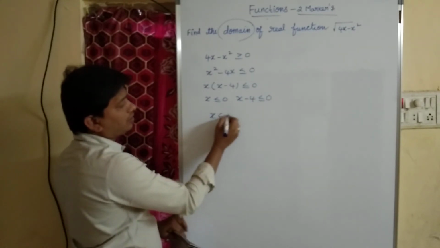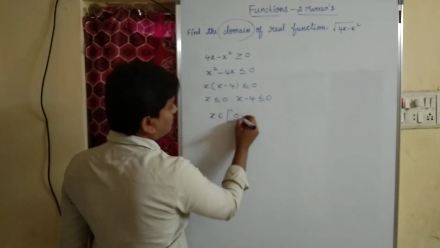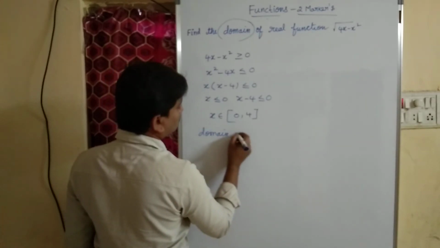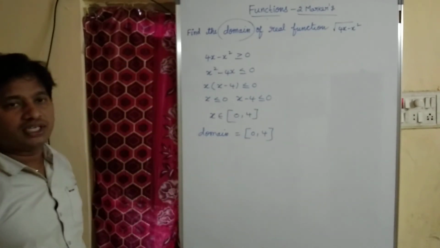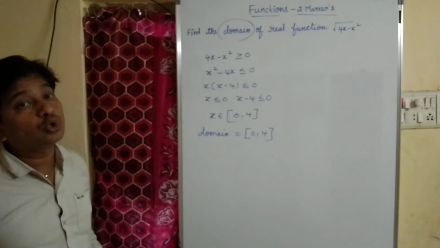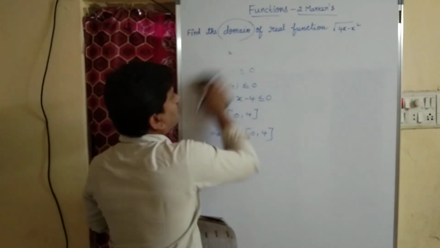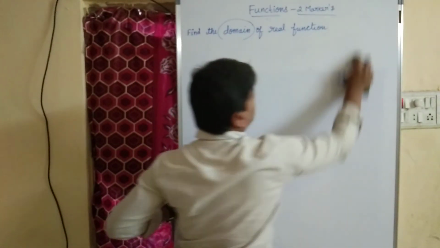Therefore x belongs to what? x belongs to [0, 4]. Therefore, the domain equals [0, 4]. That should be in closed brackets. Okay, so I guess you understood how to find the domain of the function if the square root is in the numerator.